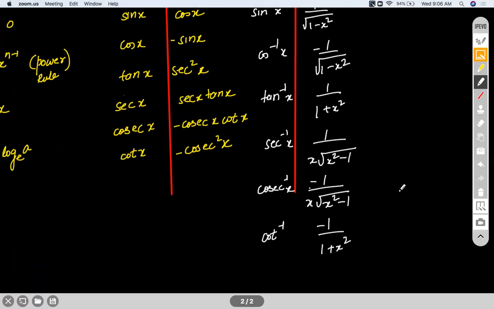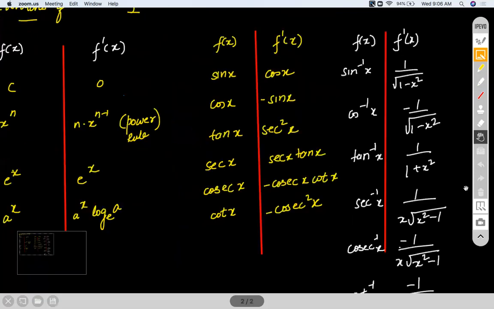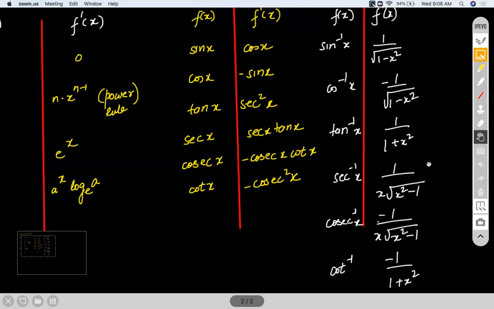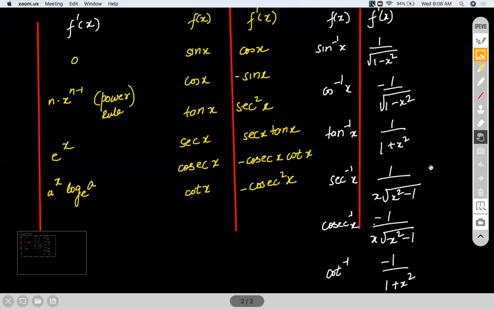Okay. Now, Venkat, I would like you to derive few of them by the use of first principles. Okay, so just one second, I'll note down these. Yeah, please note down. Sin inverse x.